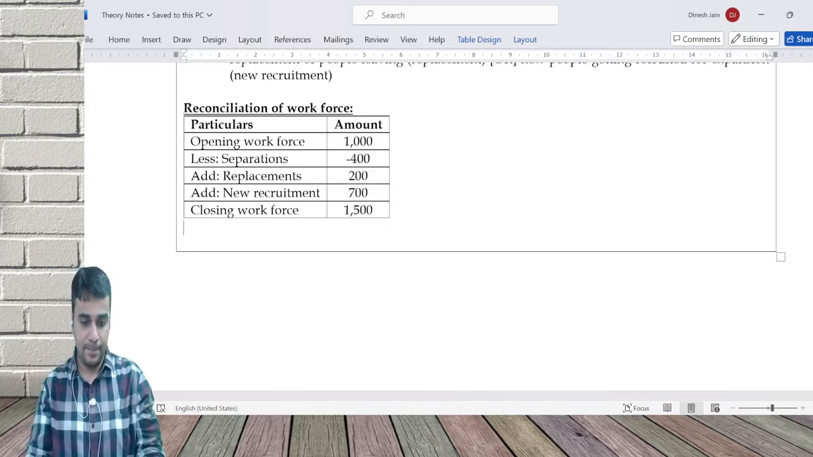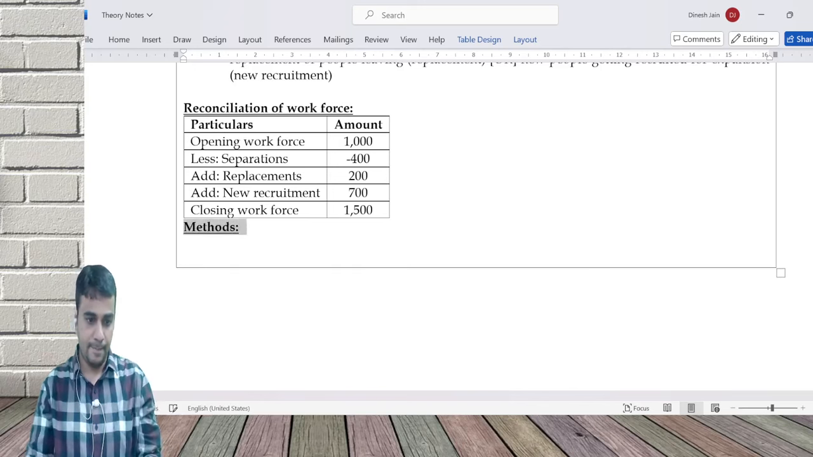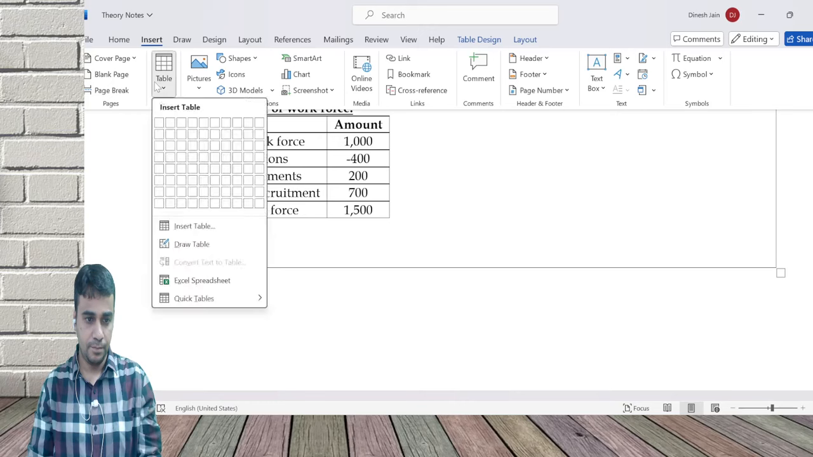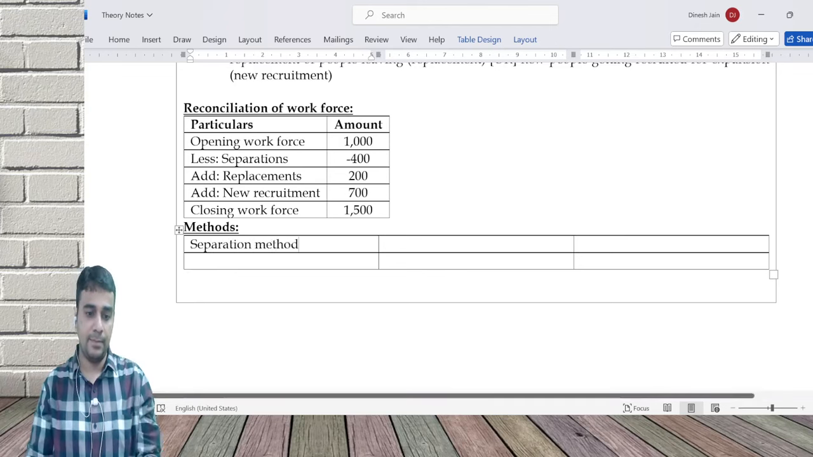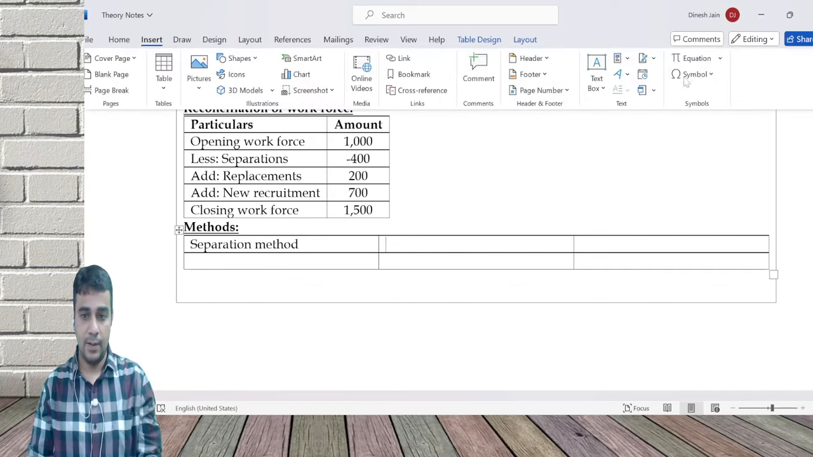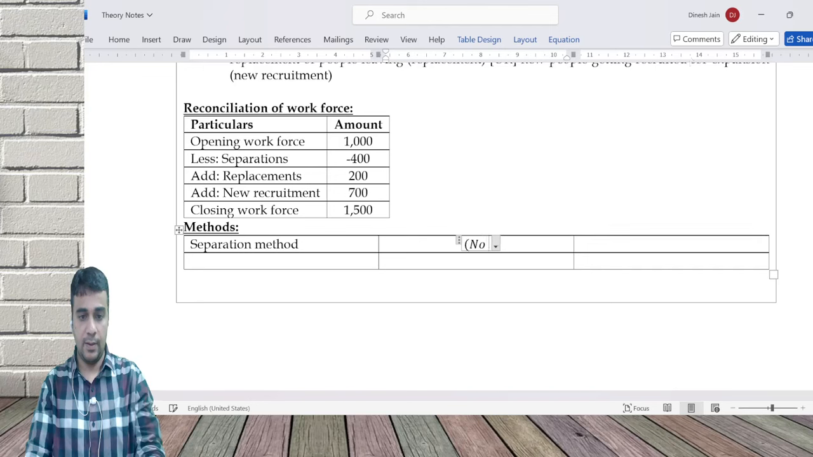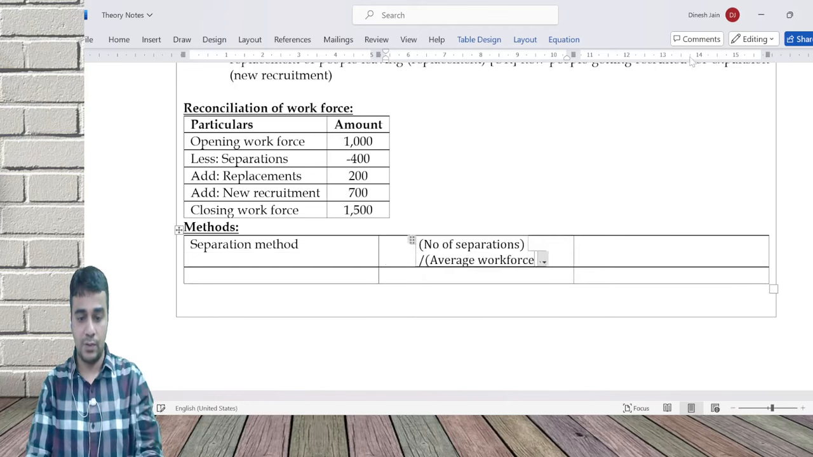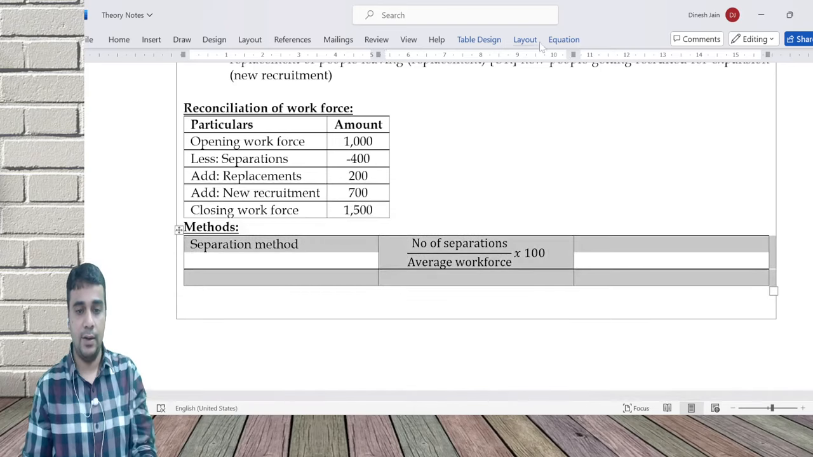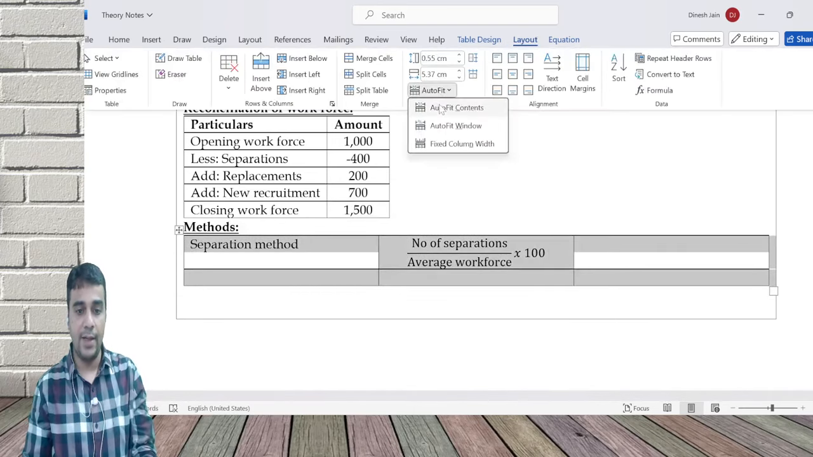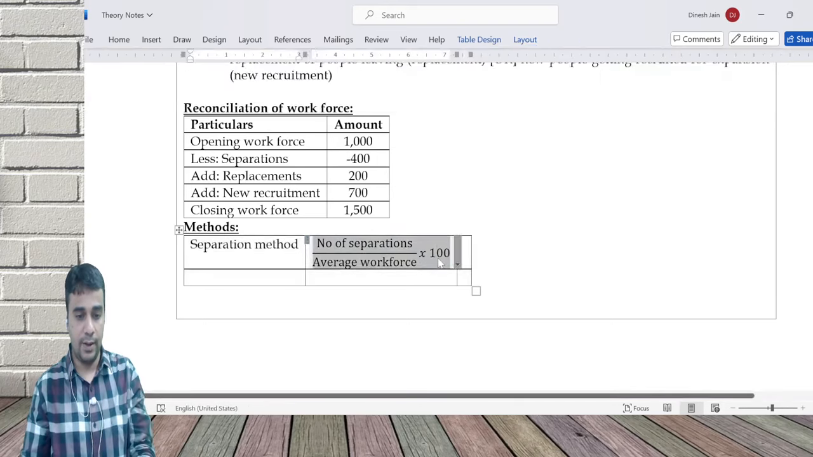Now, right below, methods. First is the separation method. Number of separations divided by average workforce into 100. Calculate and write the answer. Average is the average of opening and closing, into 100.